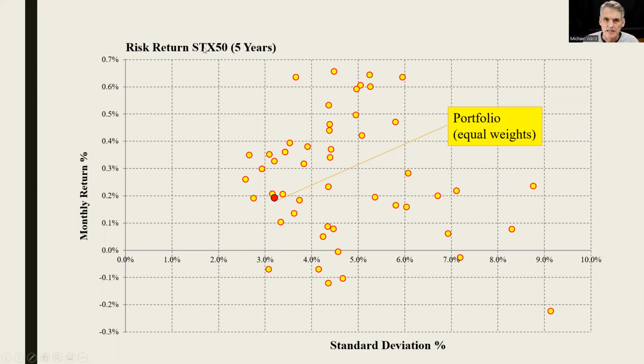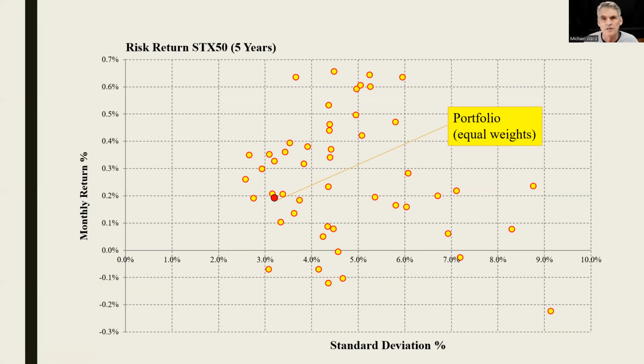Now, I'm using actual data here, and this is the STOXX 50, the 50 largest companies in Europe, if you like. And I'm using 5 years of data to plot this little chart. You will observe here, I've worked out the monthly return over 5 years for these 50 companies. Each one of these dots represents one of those 50 companies. And on the x-axis, I am plotting the standard deviation, which is commonly used as a measure of risk. So we've got risk always, by the way, on the x-axis and return on the y-axis.